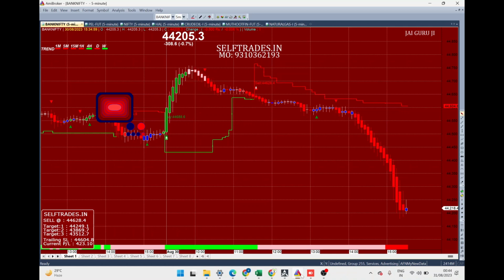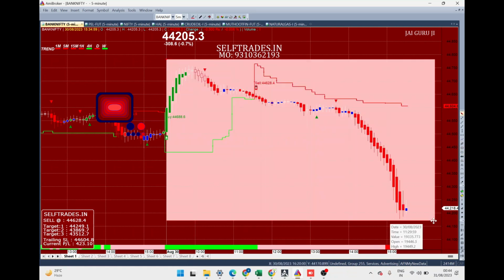Today on 31st of August 2023, this is a Bank Nifty chart for the day. I am highlighting this chart for your reference. This is the chart which we are talking about. If you want to see below where my cursor is, this is a 30th August chart. So let me explain how the chart works.